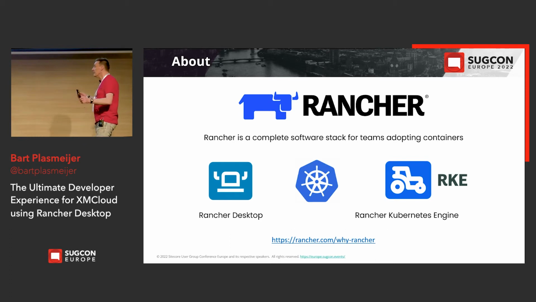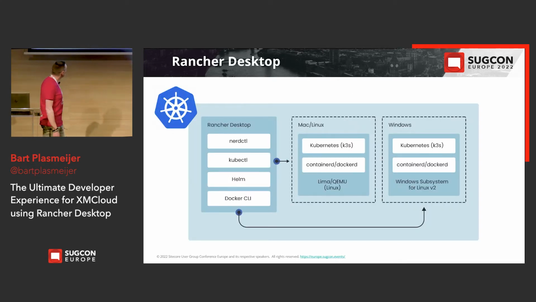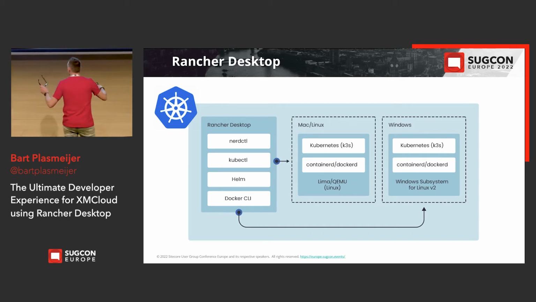Just looking at this one, Kubernetes locally on your machine, and cross-platform, right? It runs on Mac, Windows, and so on. What is it? Inside Rancher Desktop, you have your CLIs again, it's API first, you have your K3s, you have your containerd, and so on.